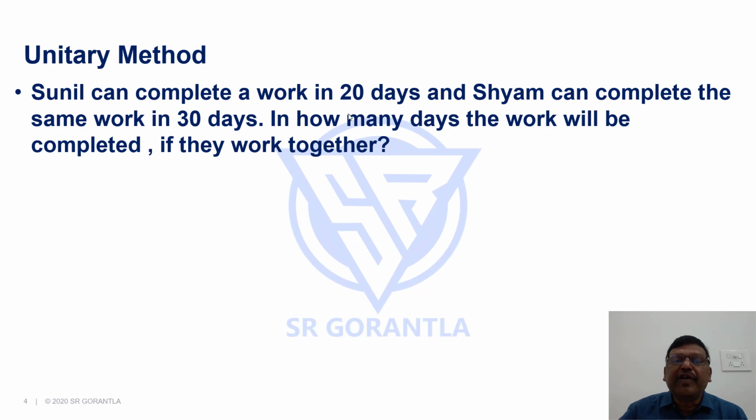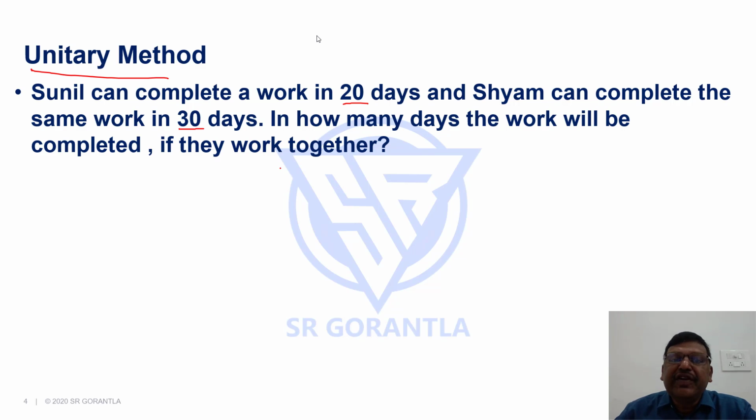Sunil can complete a work in 20 days. Shyam can complete the same work in 30 days. In how many days will the work be completed if they work together? This is the basic question of time and work. How is it solved by applying the unitary method?